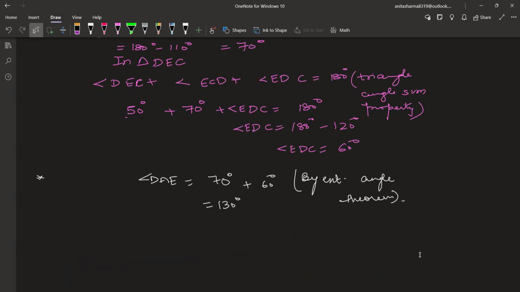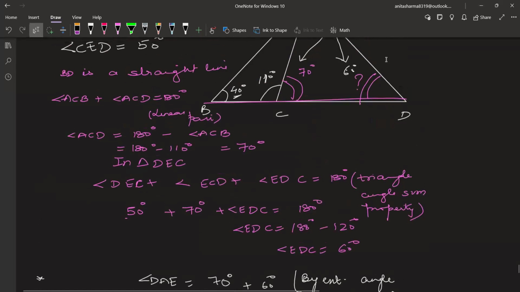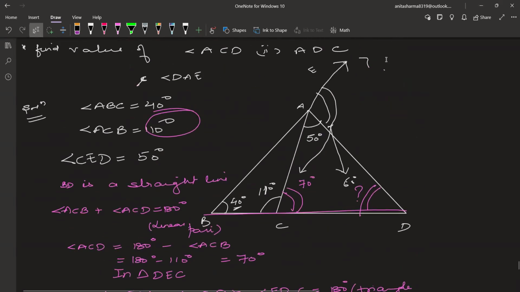Ma'am, what did you add to find E? Yes, beta. How did you add 70 plus 60 degrees? See, beta. See, Ashwat. Have you remembered the exterior angle property? Yes, ma'am. See, this is a triangle.